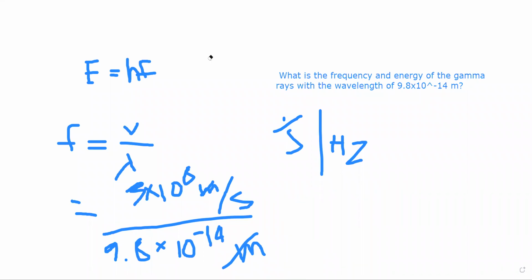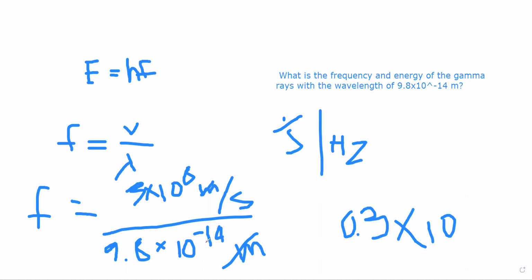So that's it. So how are you going to get the frequency? To get the frequency here, you're going to divide. So 3 divided by 9.8, it's 0.3. So I'm going to put it here. 0.3 times 10 to the power of 8 and negative 14.